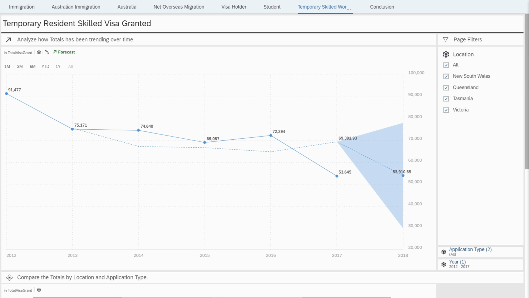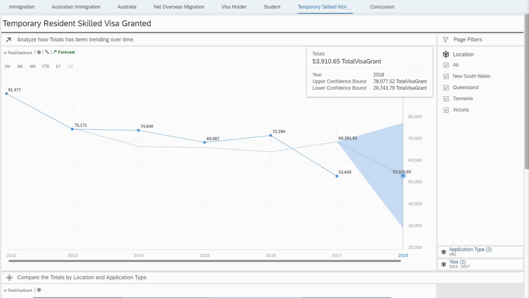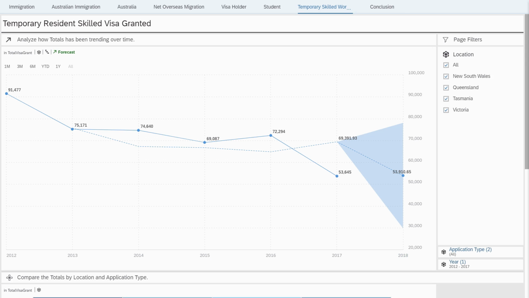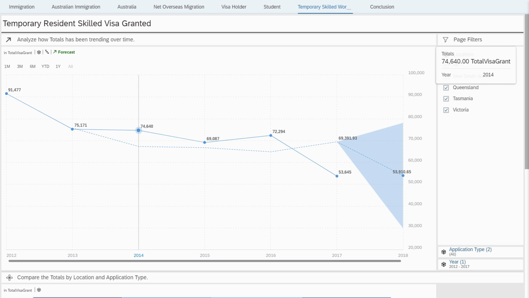Now we proceed to analyze the temporary resident skilled visa grant rate, in which we have also tried to forecast the expected number for the year 2018, while the trend demonstrates that there has been a decrease from the year 2012 to 2017 on an average. It has remained fairly constant for the years in between.